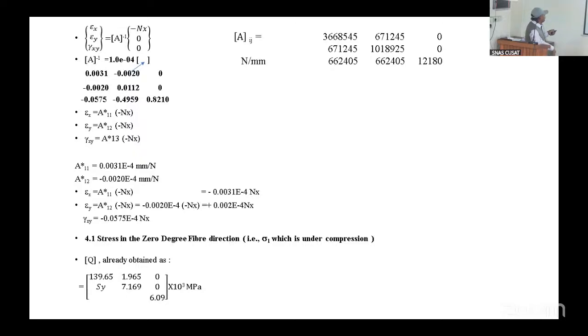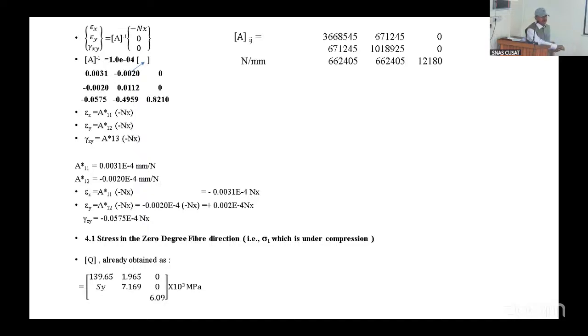So what will happen? You will get epsilon x is equal to this value, 0.0031 into Nx. Similarly, epsilon y is equal to this into, the second line it is. This is the second line. So Nx into this, you got 0.002 this, and you got this minus.